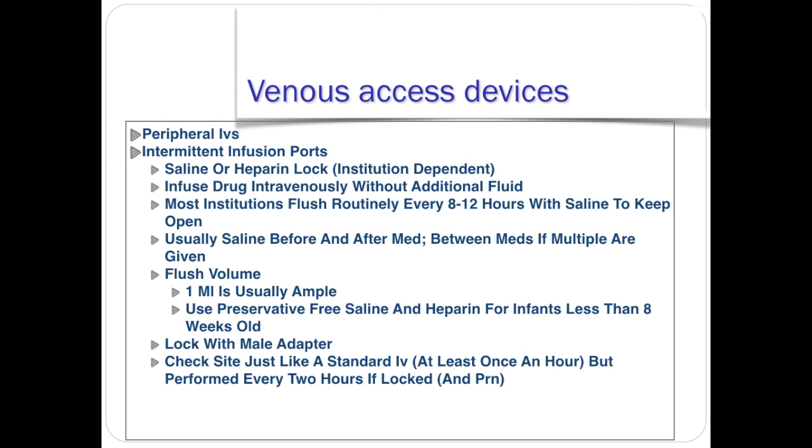So we have a variety of venous access devices. We have the peripheral IVs, which is common, and sometimes these are going to be just in as a saline lock. Very rarely are we using a heparin lock. It's going to be institution dependent. When we use an intermittent infusion site, it's because all we need to do is give the medication. The child doesn't need any additional fluid.